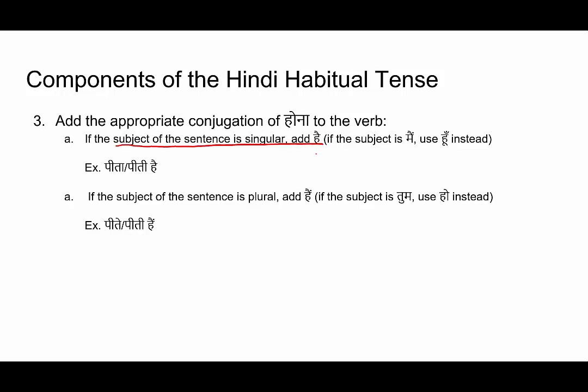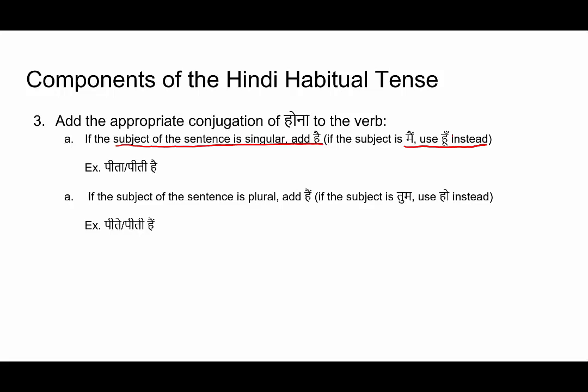However, if the subject of the sentence is specifically main, we add hon instead, just as we've done so many times before. So if our sentence has a subject that's singular and we have pita or piti, we would add hai, assuming the subject is not main, to make it pita hai or piti hai.